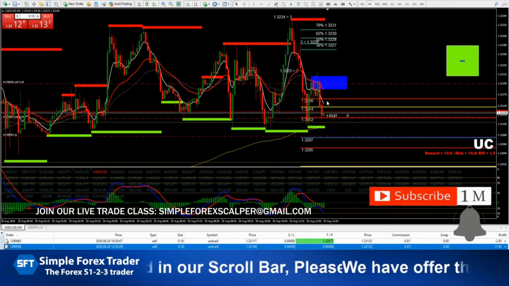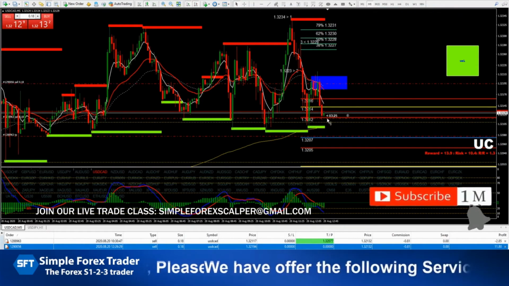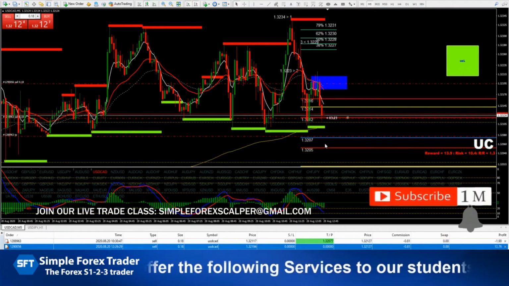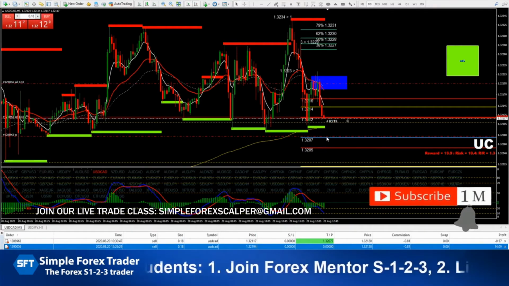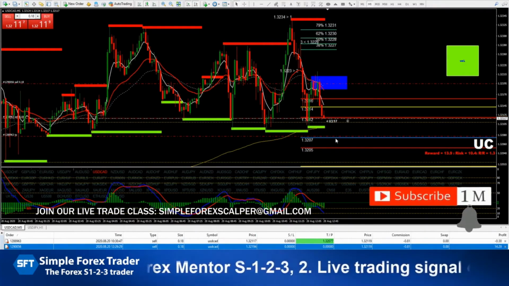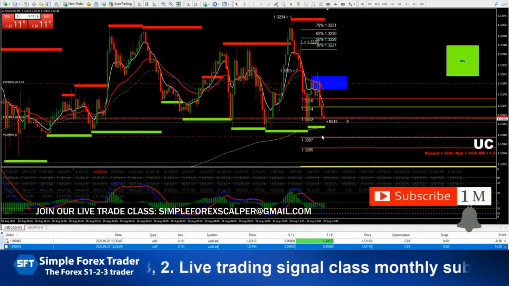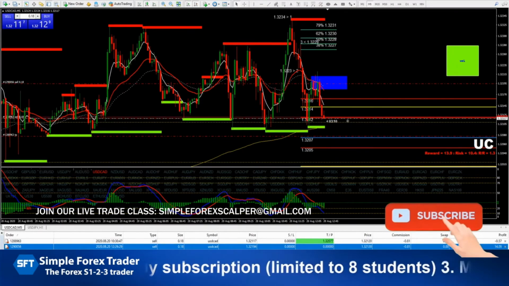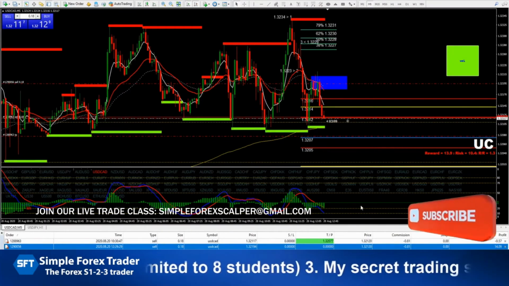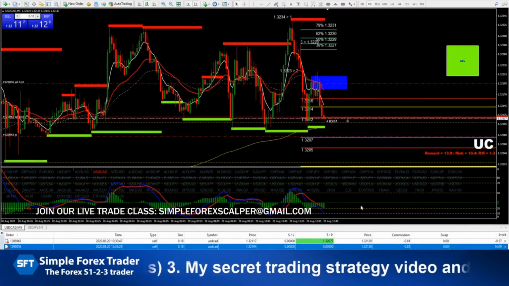As you can see, we've got 1, 2, 3 here that's already hit. And now we're going for the fourth, which is about to happen now. The fourth target is down here. You don't have to wait all the way down here. You can exit when it hits the third one, which we're going to do. It's probably safer as a trader, for scalping traders.